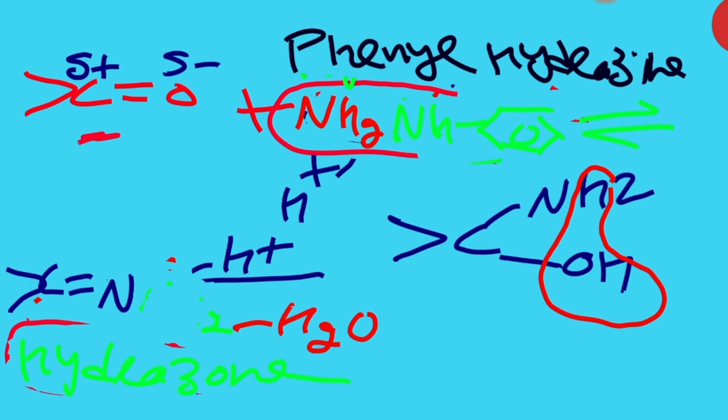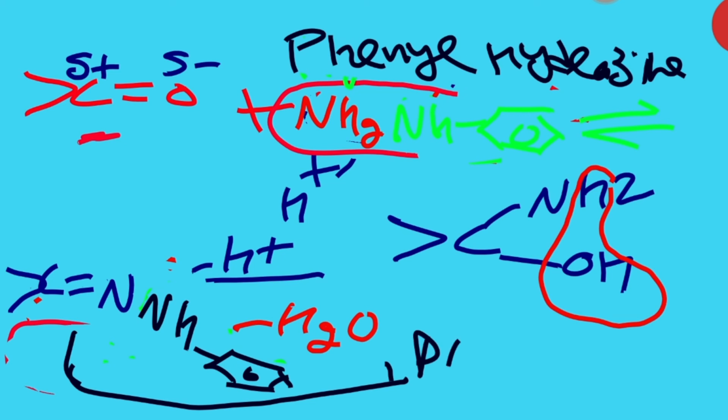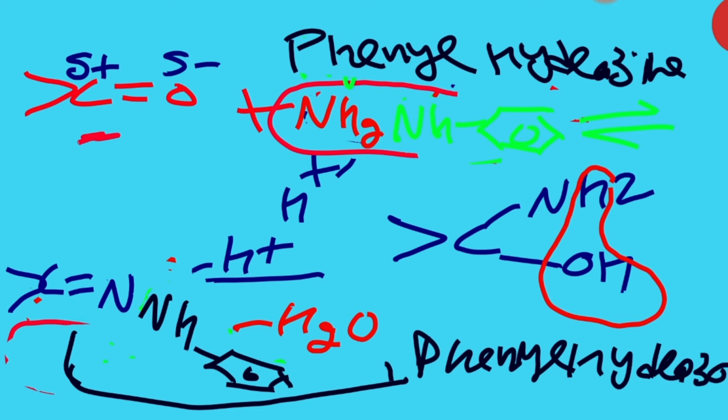We have to change only the value of Z. Then what will come there? What is the value of Z in the green color I have written there? NH, then along with that the benzene ring. Yes or no? Only we are changing the value of Z, and now its name will be phenylhydrazone. From hydrazine it becomes phenylhydrazone. I hope this is clear to you.